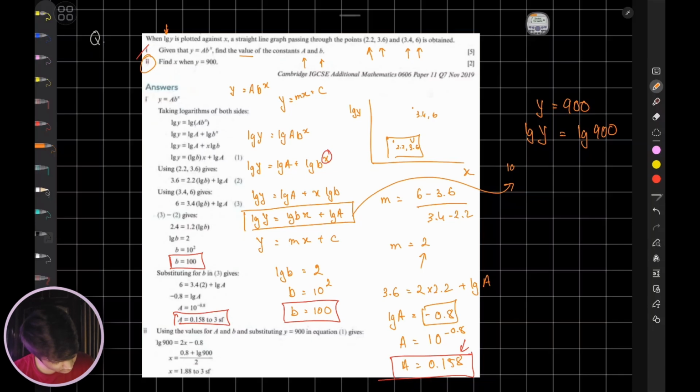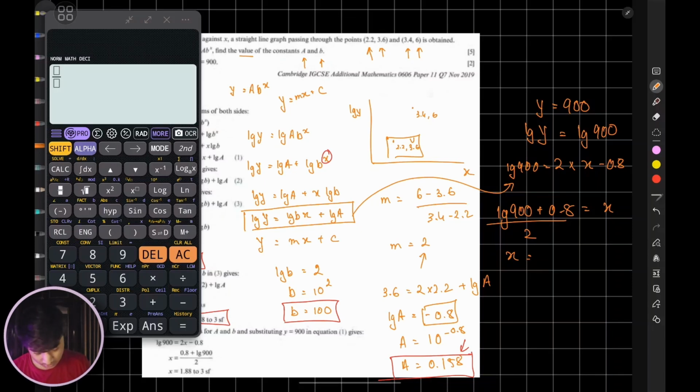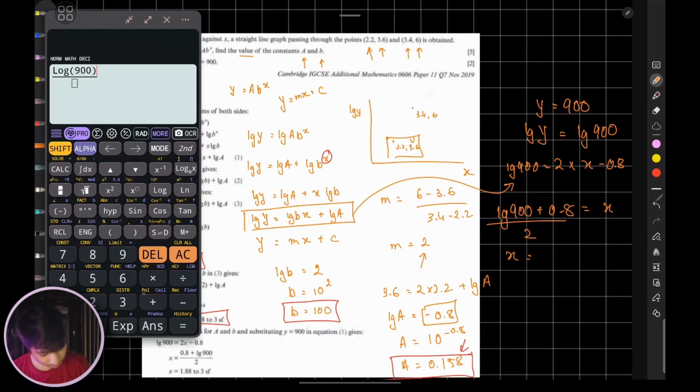So I have lg 900 is equal to log of b, which is nothing but 2, times x plus log a, which is again what? Log a is minus 0.8. Fair enough. So let's make x the subject. So log 900 plus 0.8 is equal to 2 times x. Then divide both sides by 2 to make x the subject. And finally, if you put this entire expression into your calculator, you're going to get the most accurate value. So it's going to be log 900 plus 0.8, divided by 2.